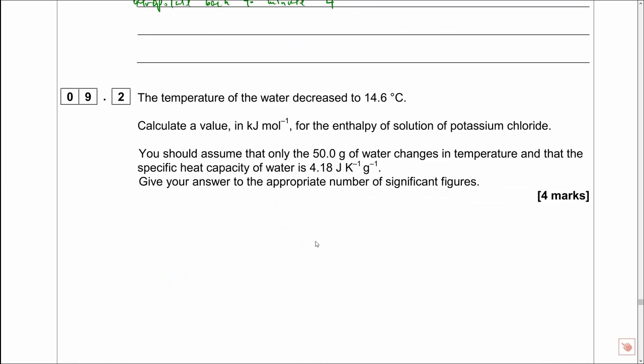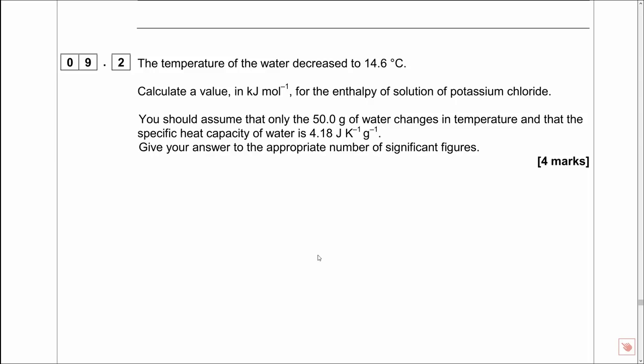I think it works. Temperature of the water decreased to 14.6 degrees Celsius. That's wonderful. To calculate a value in kilojoules per mole for the enthalpy change of solution of potassium chloride, you should assume that only 50 grams of the water change in temperature and that the specific heat capacity of the water is 4.18 joules per kelvin per gram. Give your answer to the appropriate number of significant figures.